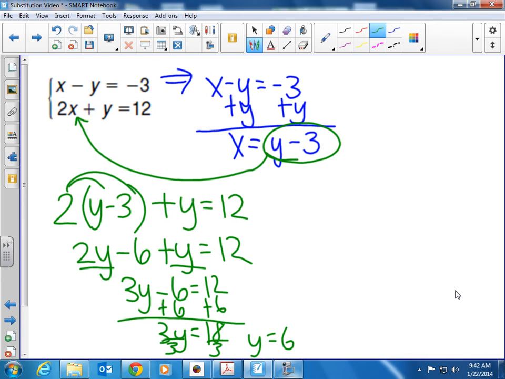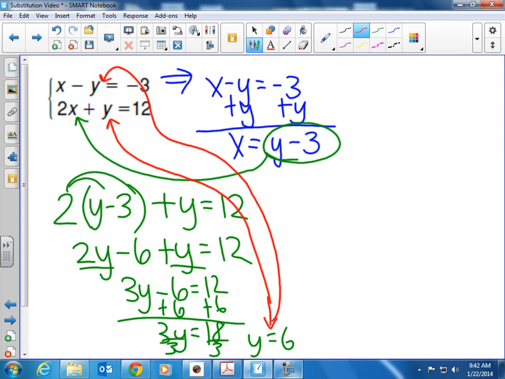Okay, what you should have gotten when you worked it all out is that y equals 6. That's great, but I need an ordered pair, so I need the x value. How do I get that? We take what we just found and we plug it in to either the y in the bottom equation, or we plug it in to the y in the top equation. Doesn't matter which one.